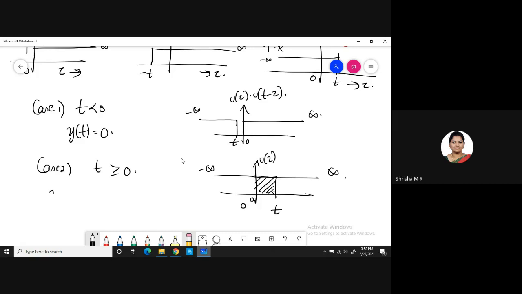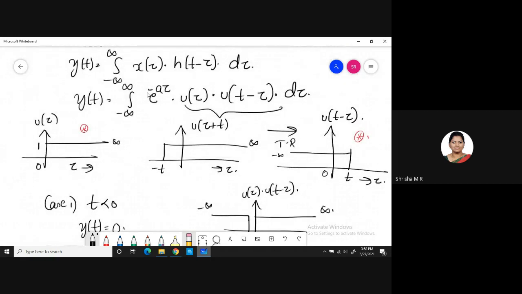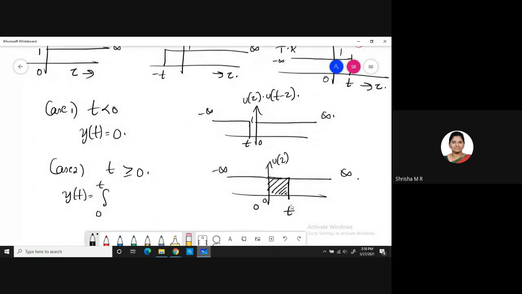Okay. So we can take y of t is equal to integral 0 to t. What was our y of t previously? It was e power minus a tau into 1 into d tau. This amplitude is 1, right? Unit step. It's by default 1. Okay. So y of t is the integral from 0 to t, because it's existing from overlapping from 0 to t. Integral 0 to t e power minus a tau into 1 into 1 into d tau.